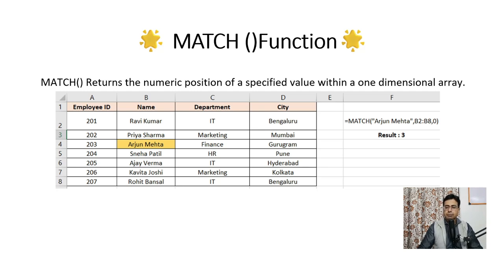And then we have an option for 0, 1, -1. We'll come to it later. They are exact match and approximate match, the ones that we did in VLOOKUP. We have something similar out here. We'll just look at it.